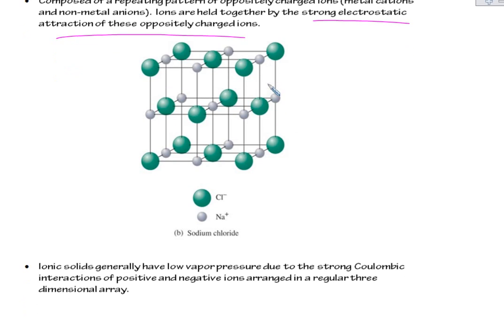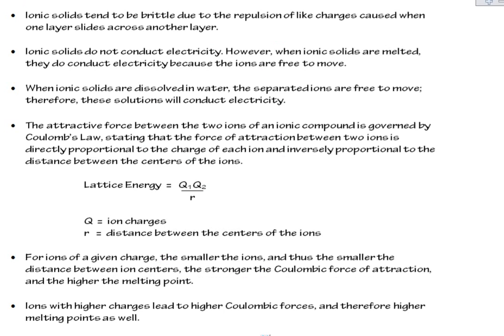Here's another word that might ring a bell. Coulombic attractions. Ionic solids have low vapor pressures due to those strong Coulombic attractions within the crystal structure. And again, that just refers to the attraction of the oppositely charged ions. Ionic solids are usually brittle. I'll make note of that. And again, that's because you've got this rigid pattern of ions in the crystal structure.